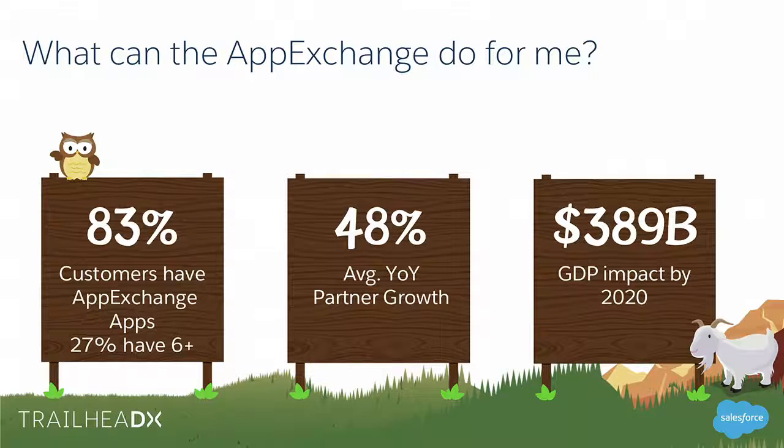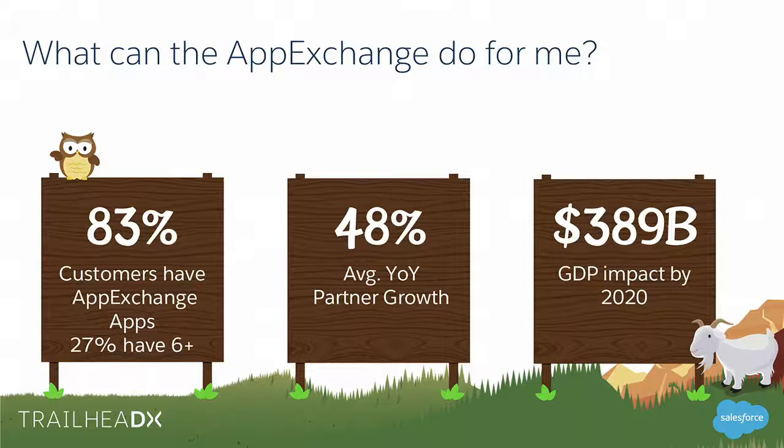We often get asked, as an ISV partner, what is the AppExchange going to do for me? Just by the numbers, 83% of our customers have one AppExchange app installed. Probably the more interesting statistic is that 27% of our customers have 6 or more apps from the AppExchange installed. Once they start using apps from the AppExchange, they start to look to that as a pathway to solving their problems.